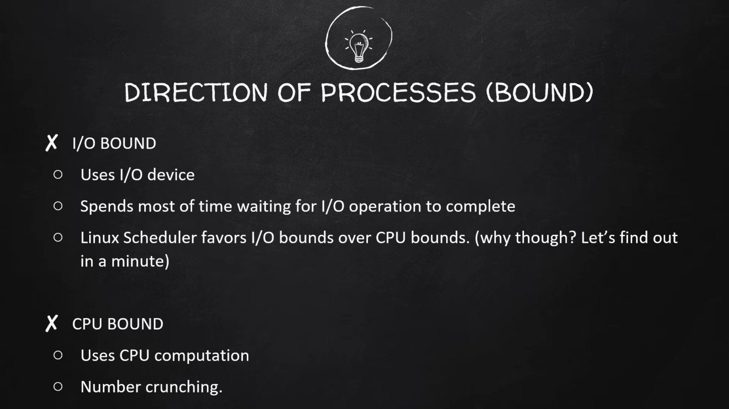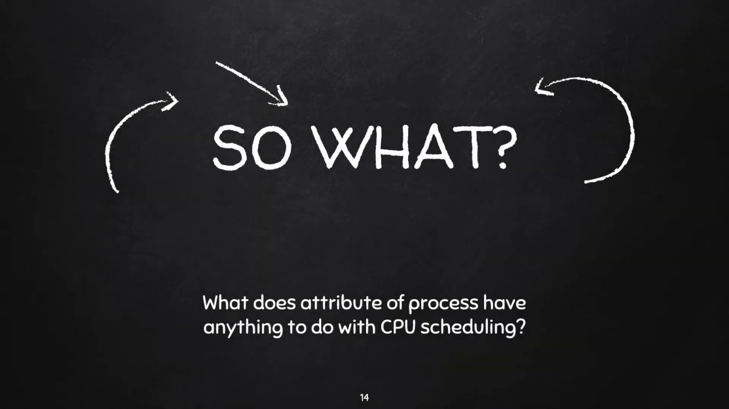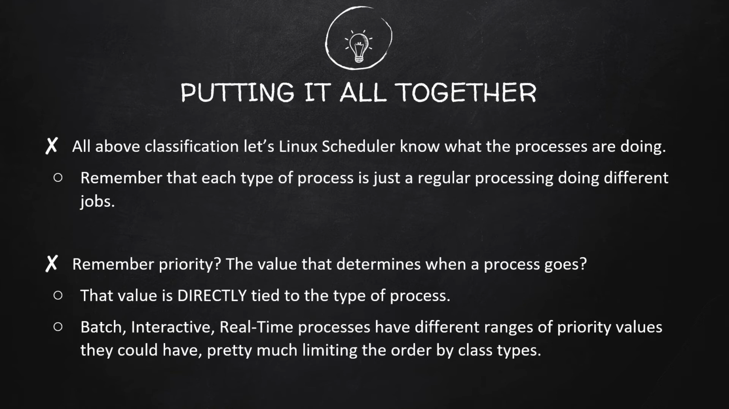Back on the topic of bounds, CPU bound processes use CPU computation. It's number crunching. So why does this matter and have anything to do with CPU scheduling? Well, let's put it all together. All the above classification lets the Linux scheduler know what the processes are doing.